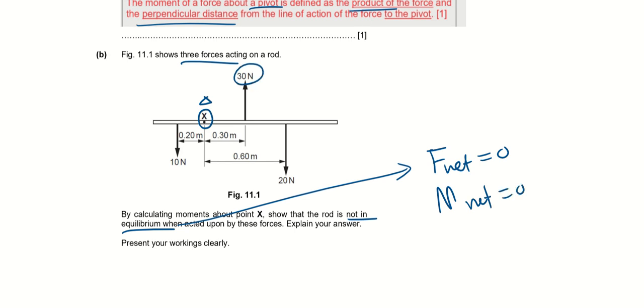So if we look at these three forces, 30 Newton is up. We have 20 Newton and 10 Newton going down. Therefore, the net force is 0. But net moment, it is not 0. So it is not in equilibrium. Let us show the working.